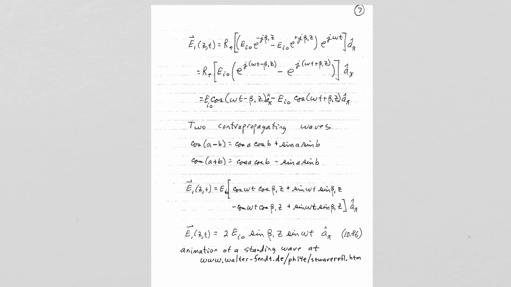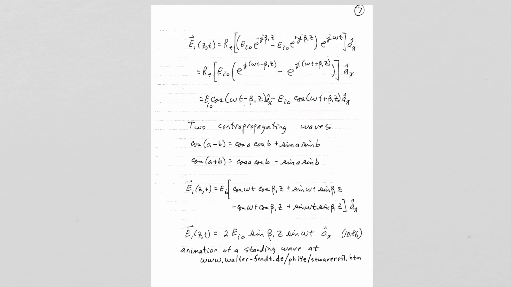We will use these two trig identities to rewrite these two cosine terms, which I've done here, and the end result is this for the electric field intensity in material 1. This result is something called a standing wave. Whenever you have two contrapropagating waves of the same amplitude, the result is a standing wave. There is no energy being transferred because you have the same amount of energy propagating in the plus z direction as you do in the minus z direction.